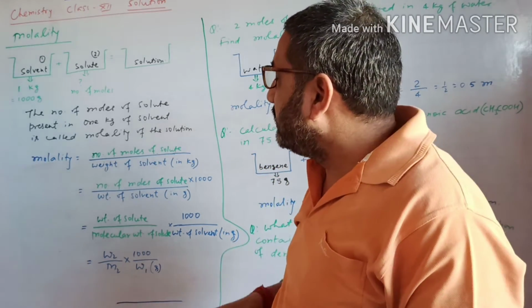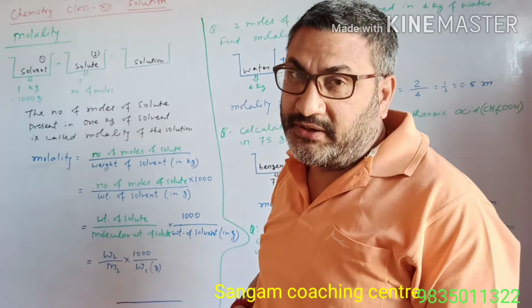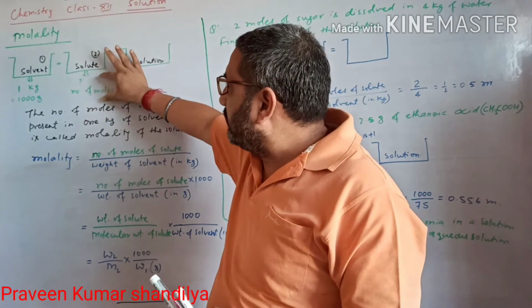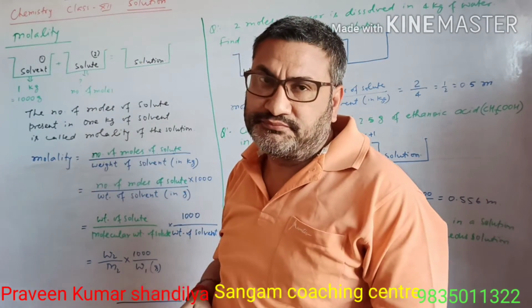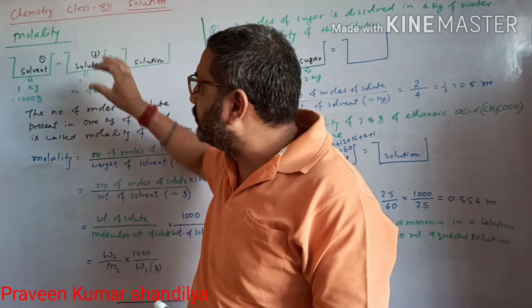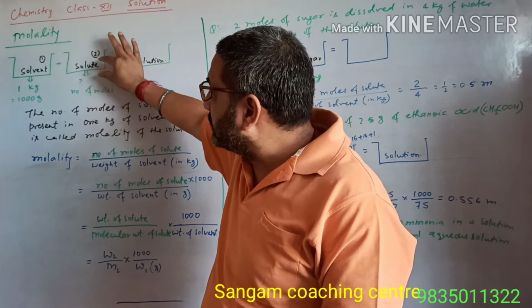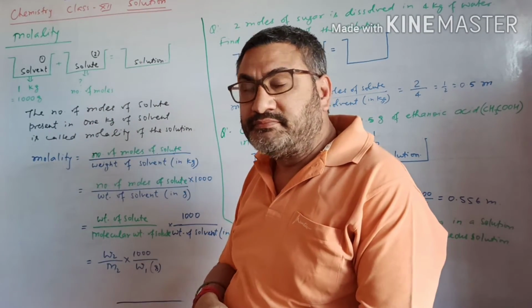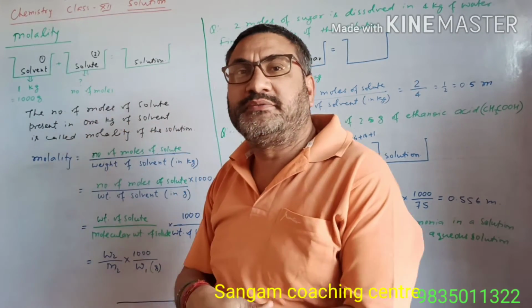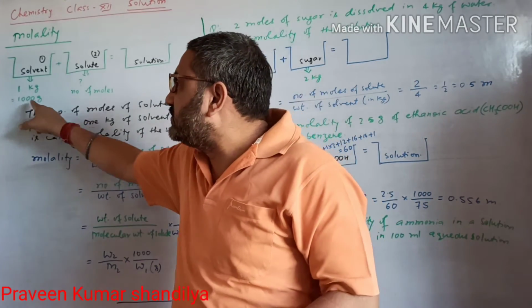What we have to learn? Molality. What is molality? Molality is the number of moles of solute present in 1 kg of solvent. 1 kg means 1000 gram.